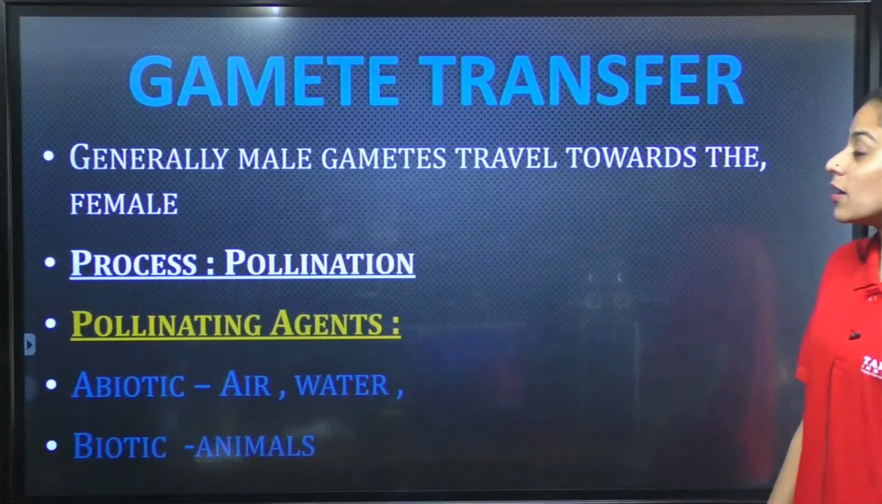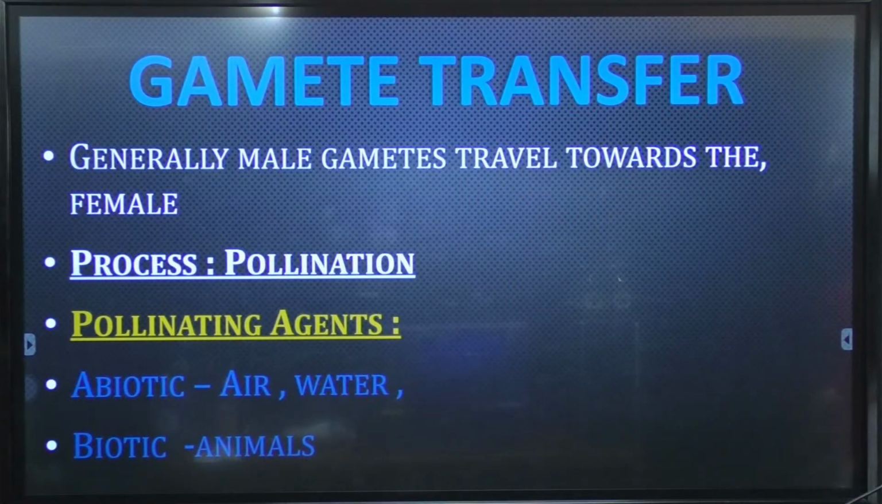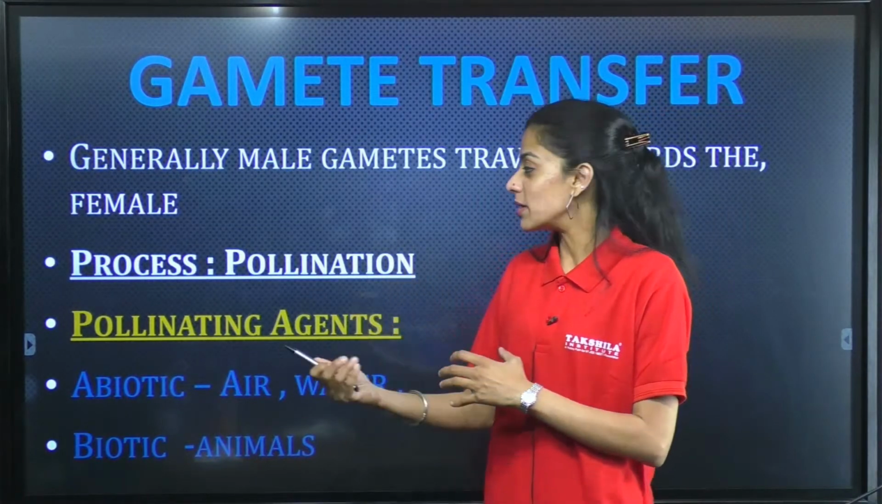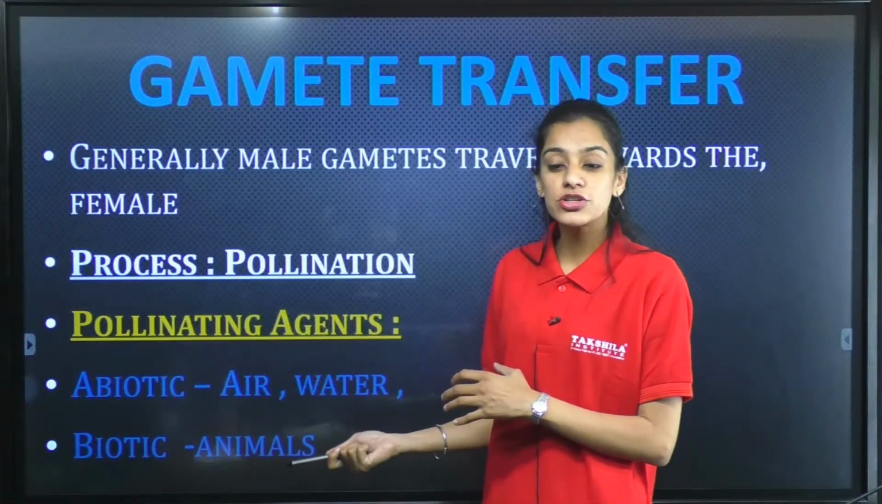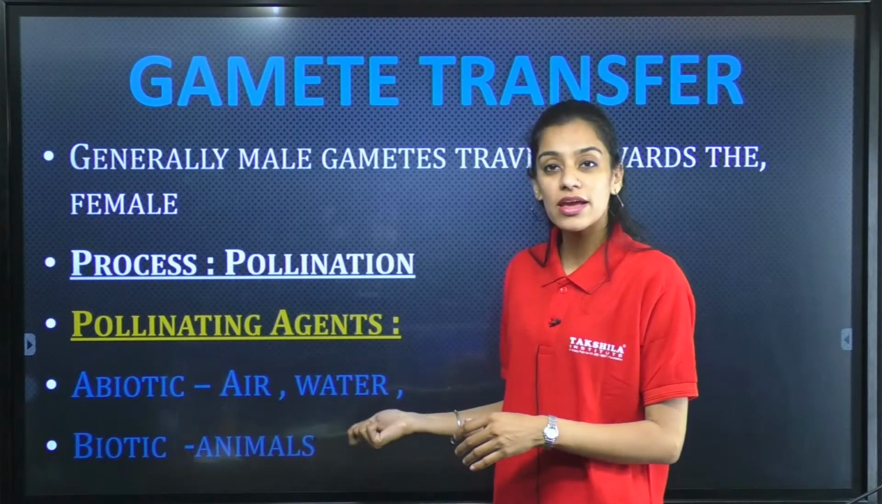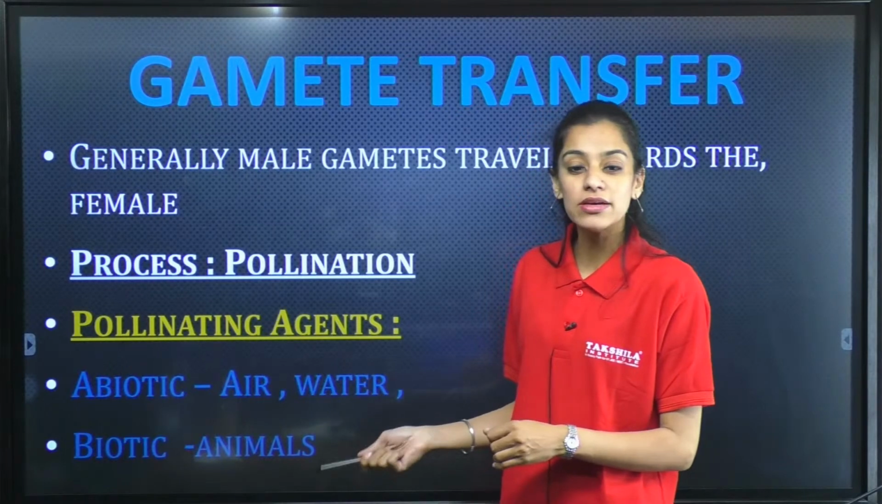Right, so यहाँ पे gamete transfer में the only thing that you have to remember is what is pollination. So pollination is the process of gamete transfer. The pollinating agent could be abiotic and biotic ones. So abiotic having the air and water, and biotic ones will be the animals.